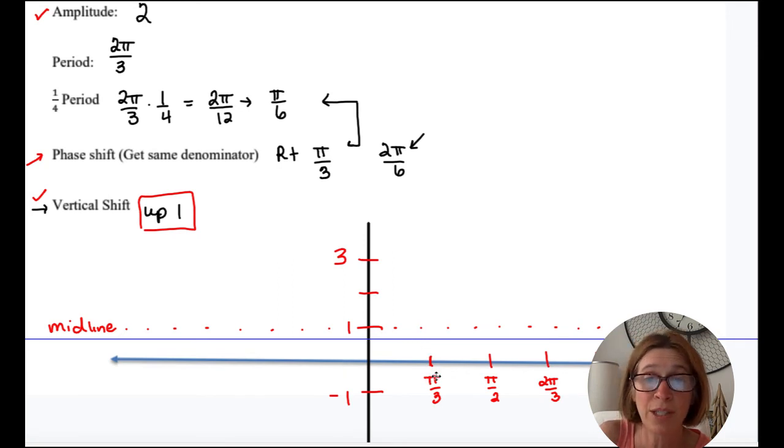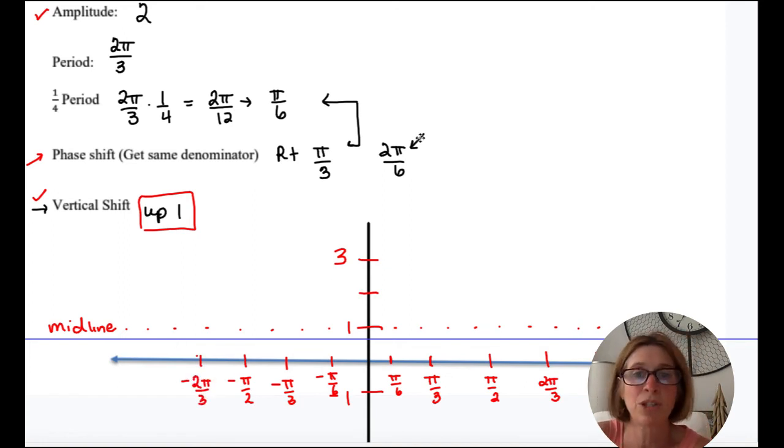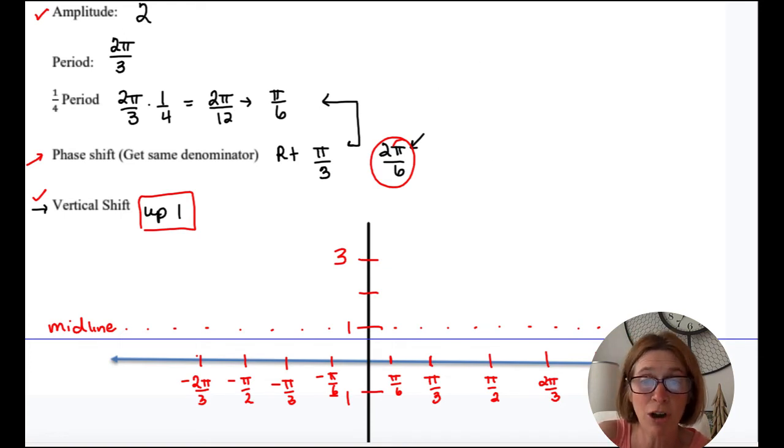Okay, now this was 2 pi over 6. I'm going to go back 1, so I'd be at pi over 6, so maybe right about here. And then back at 0, and then negative pi over 6, negative pi over 3, negative pi over 2, and negative 2 pi over 3. Now, I was simplifying as I was going, but that was my starting point, and I just kept adding pi over 6 to it and simplified as I went. Okay, so remember, that's my new starting point.